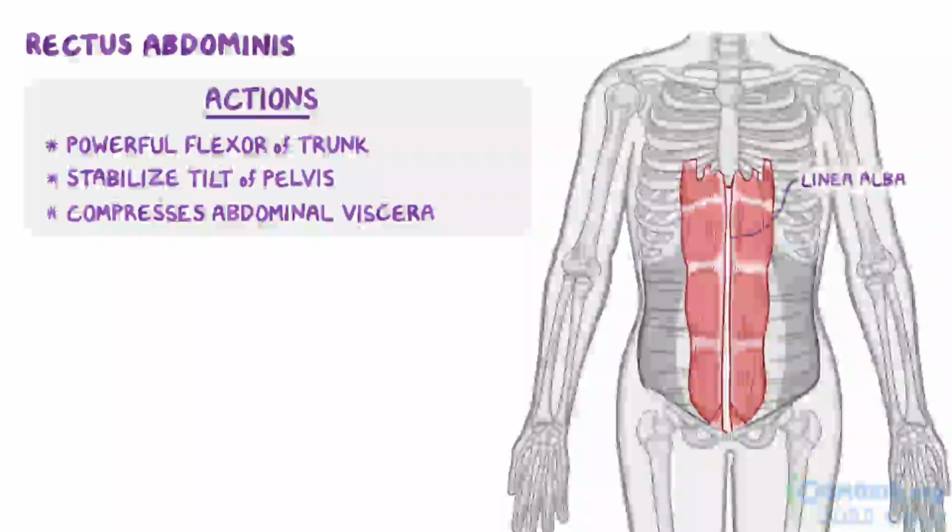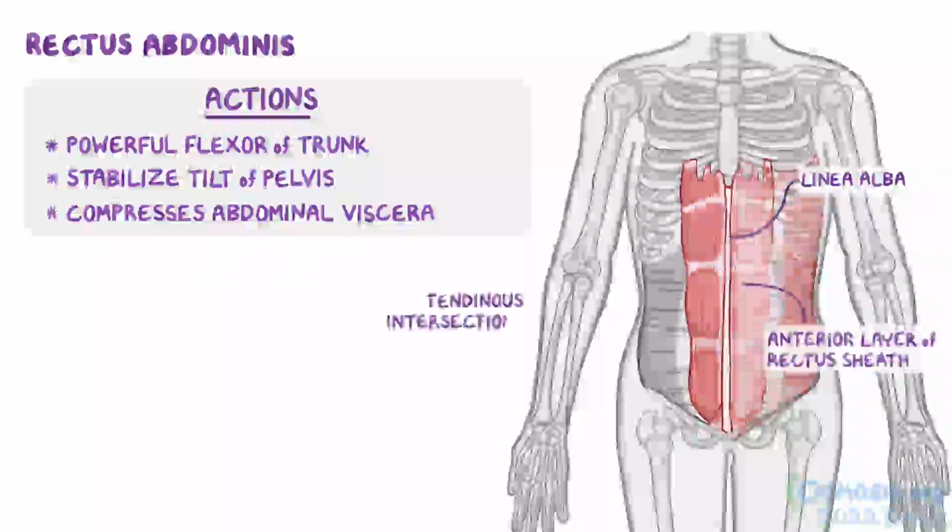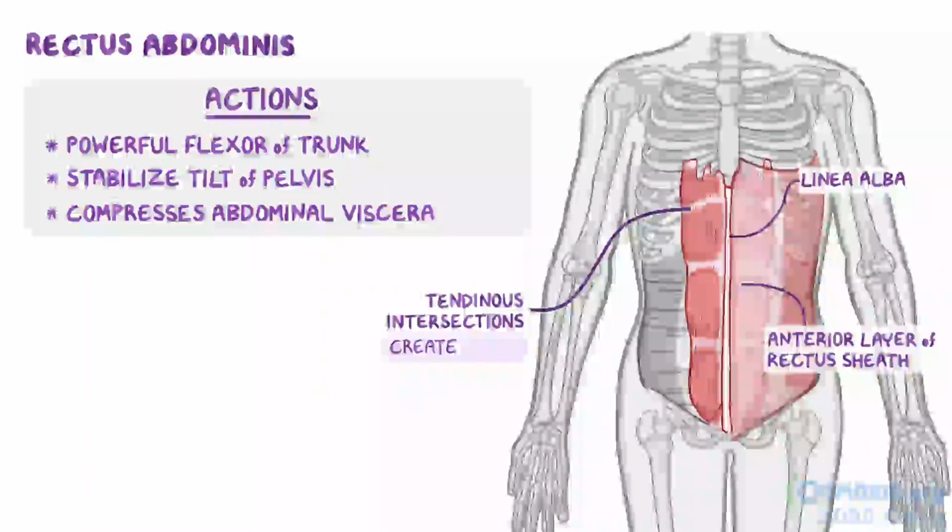The rectus abdominis is mostly enclosed by the rectus sheath, where the anterior layer of the rectus sheath anchors the rectus muscle transversely by tendinous intersections, which create the bulges seen in people with well-defined abs, or a six-pack.